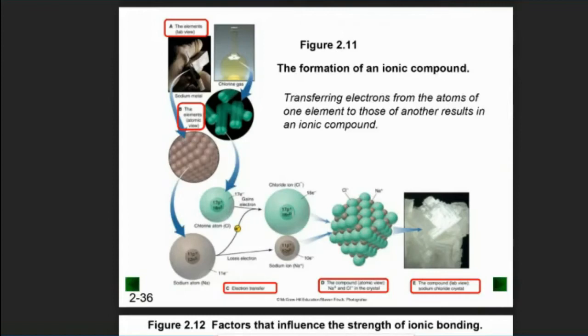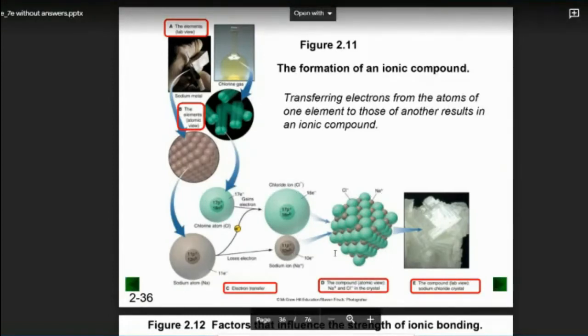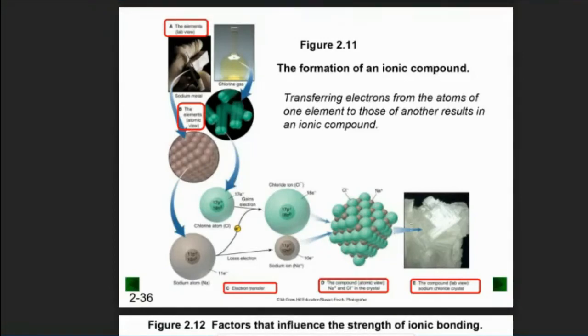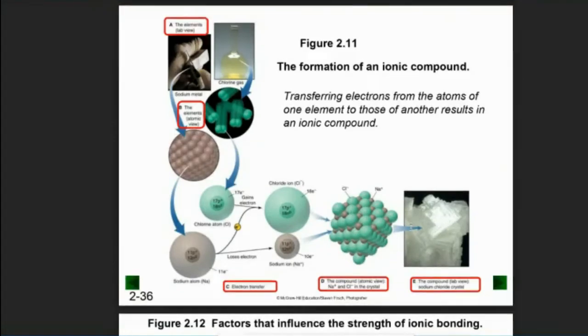Now they're attracted to each other because, well, it lost an electron, so it's positive. It gained an electron, so it's negative. And we know opposites attract, so it creates this thing over here. It's called a crystal lattice. And that's what sodium chloride looks like, hexagonal.